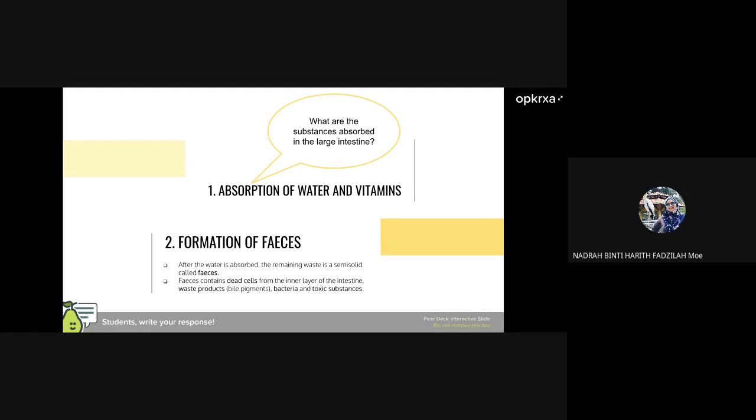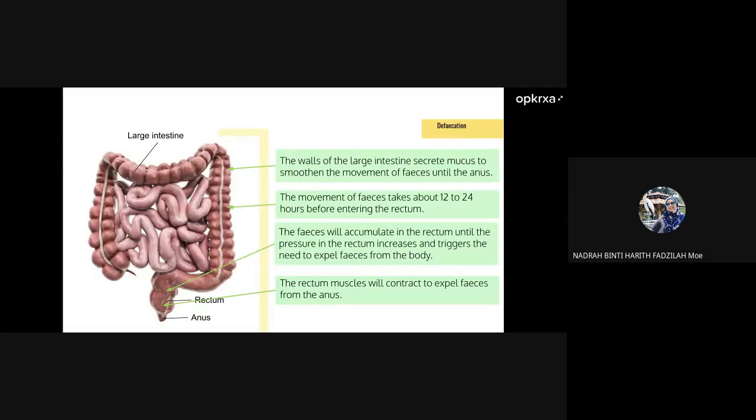Kalau kita tak ambil fiber, undigested material tu bergerak sangat lambat. Bila bergerak sangat lambat, we absorb too much water from the undigested material, menyebabkan najis tu jadi keras sangat pula dan saiz dia besar. So susah pula kita nak buat defecation nanti kan. So kena ada keseimbangan lah kat situ. So mari kita tengok dekat sini.